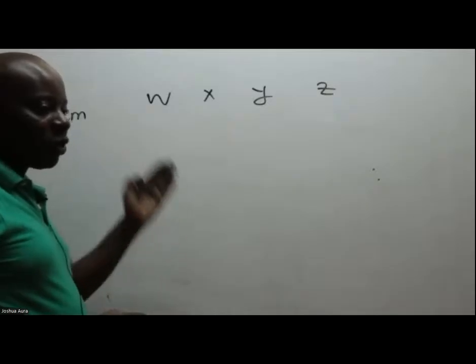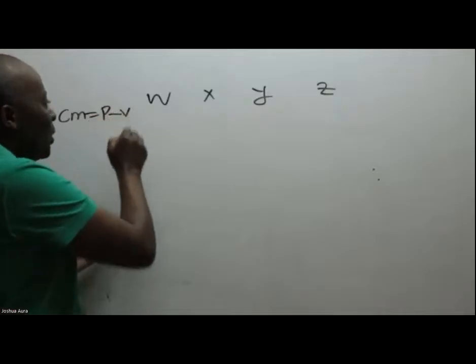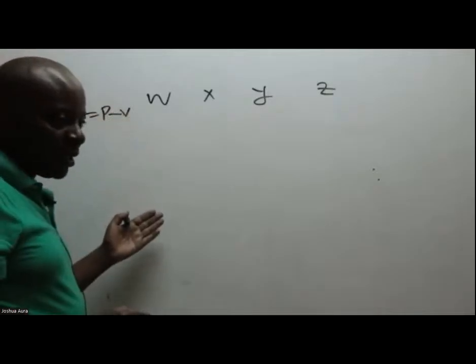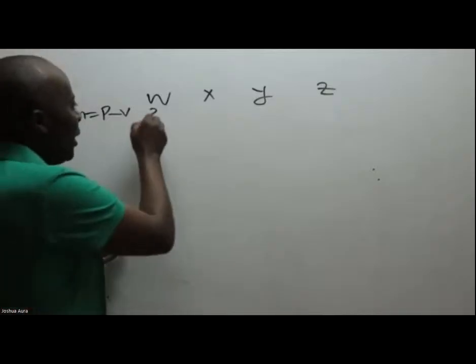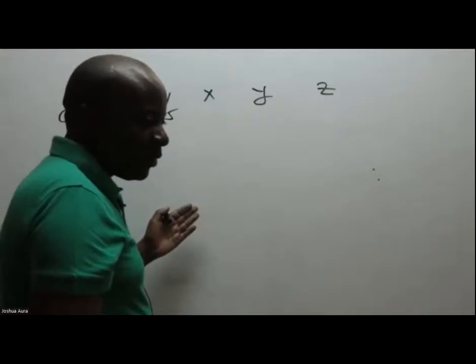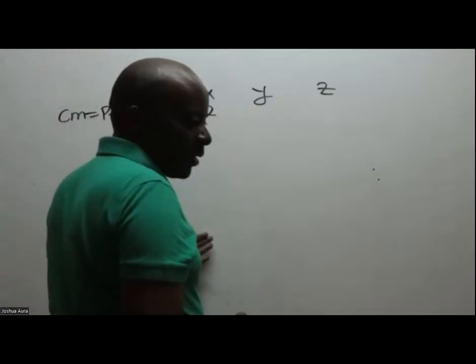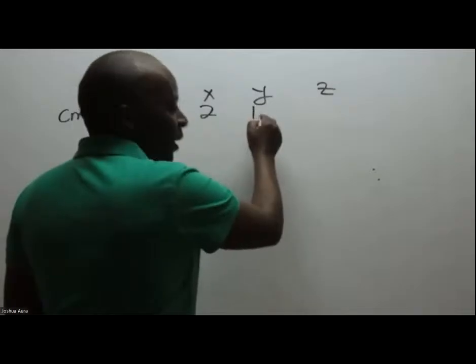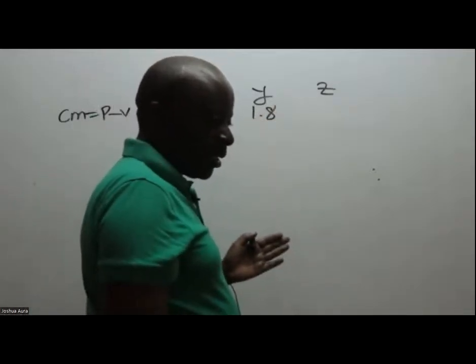So for W, I've shown you how to get contribution margin. It's selling price minus variable cost. So do we have these figures really? W is 3.5. How about X? X, what do we have there? 2. Thank you very much. Y is 1.8. And then we have the last one, which is Z, which is 4.